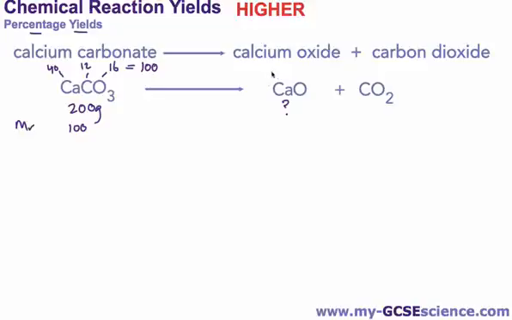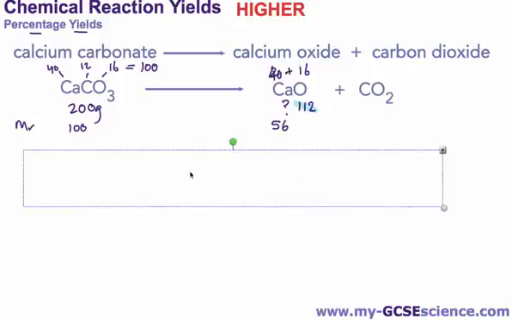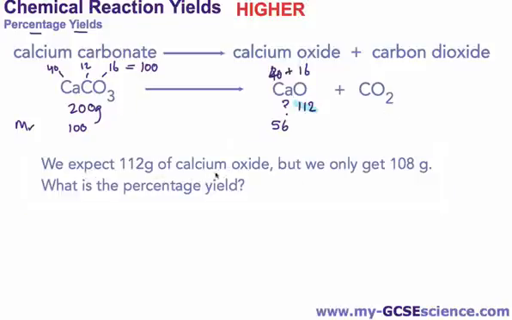That's the relative formula mass there. And for calcium oxide, that would be 40, and for oxygen it's 16, so that would be 56. So we can use this to calculate our expected amount in grams. 100 goes to 56, so 200 would go to 112. So that is our maximum theoretical amount that we expect. So if that's what we expect, 112 grams of calcium oxide, but imagine we only get 108.